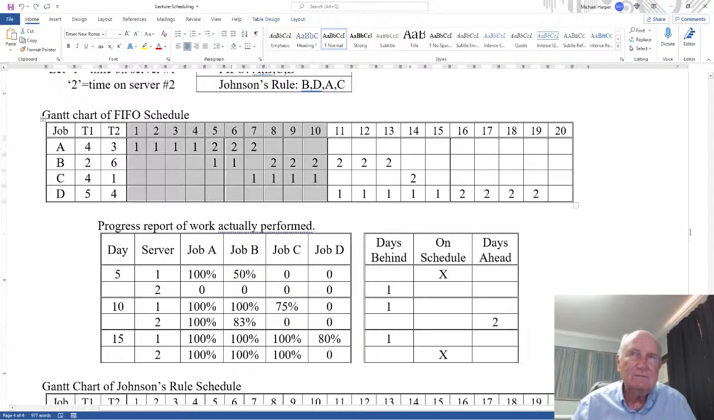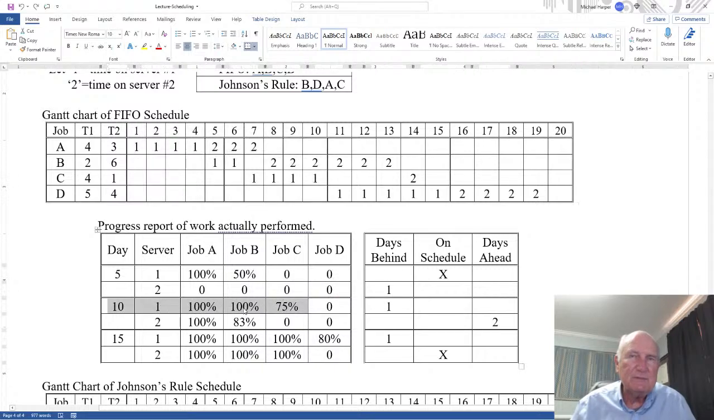What about 10 days? Okay, 10 days. Now what happens? Well, after 10 days, server 1 reports A and B 100% done, C is 75% done, and server 2 reports A is 100% done, B is 83% done. Well, just as before, server 1 has done more work than server 2. So here's where some problems come.